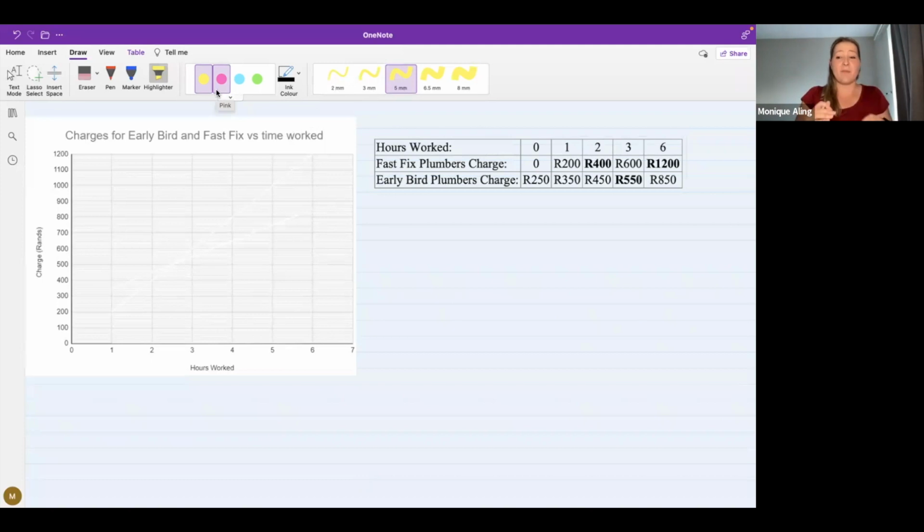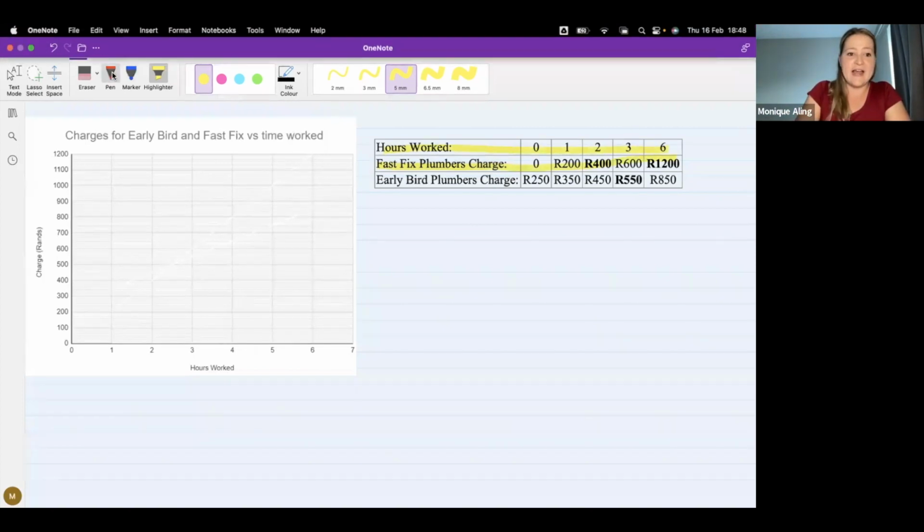Okay, so we are plotting 2 different relationships on the same set of axes. So we're going to have 2 lines on the same graph. Okay, so let's look at fast fixed plumbers first. So I'm going to be using these amounts here as well as the hours.